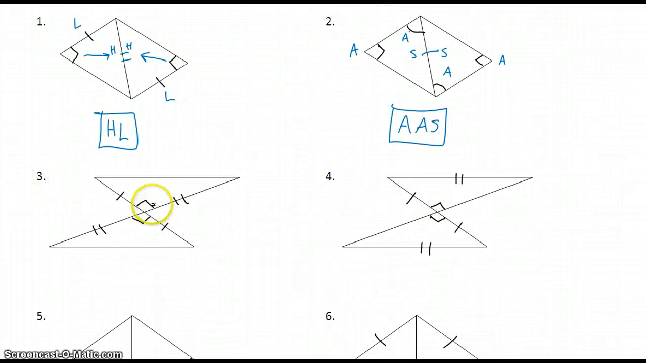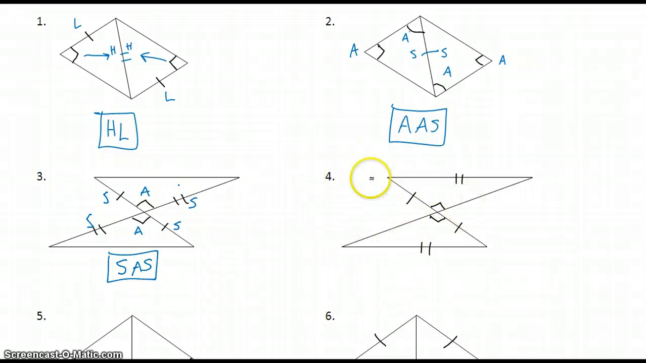Looking at example 3, we have two congruent right angles. But if we look at what else we have congruent, we have a pair of congruent legs and another pair of congruent legs. In fact, the hypotenuses we know nothing about. So how are these triangles congruent to each other? We have a pair of congruent sides, another pair of congruent sides, and the angles between those two pairs of congruent sides. So these triangles are congruent by side, angle, side.